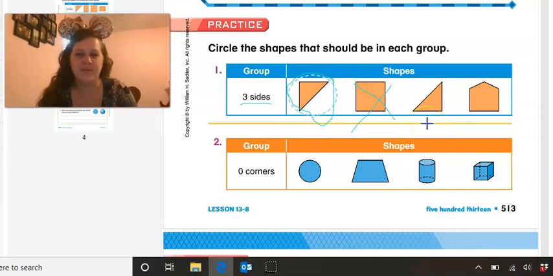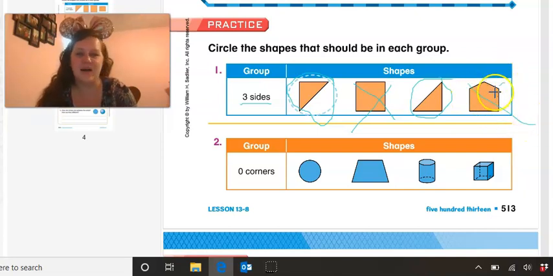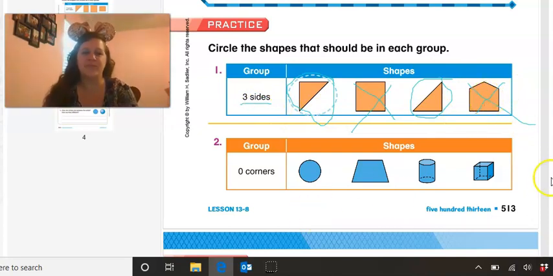How about this one? We have another triangle. It's just turned differently, but it still has 1, 2, 3 sides. So I'm going to circle it. And then our last shape doesn't really look like it has 3 sides. Let's count it. It has 1, 2, 3, 4, 5 sides. It does not belong in our group with 3 sides, so we're going to cross it out.